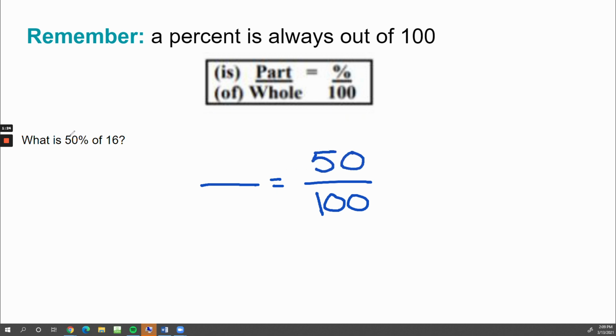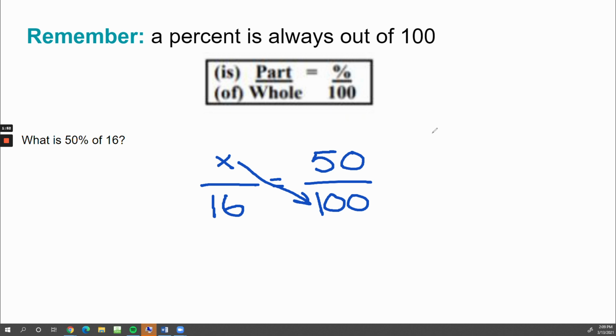It says, what is 50% of 16? Of is talking about the whole. So we're going to put that in the spot that's labeled whole. And what we need to find is the part. Now we have our proportion, which is two fractions that are equal. And we can use our method of cross multiplying to find our answer.